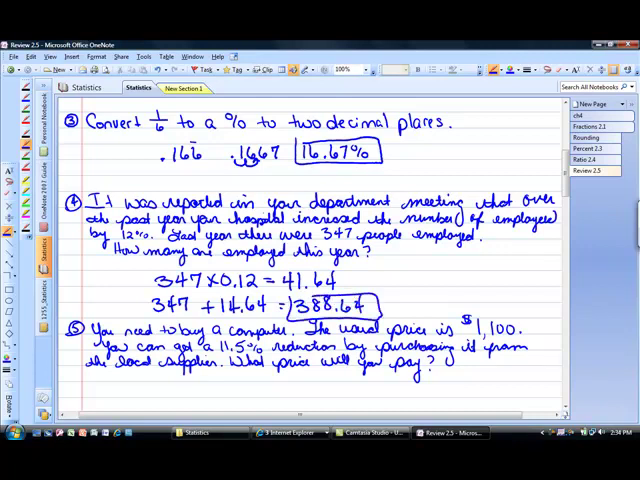388.64 individuals. Since we're talking about people, we're going to go ahead and round this up, and we're going to say this was 389 people.